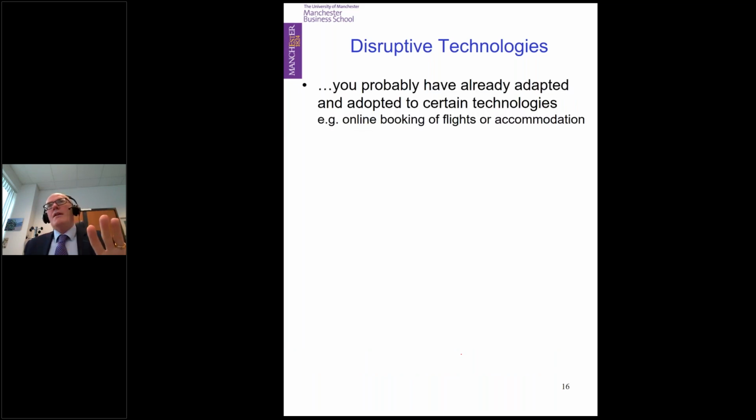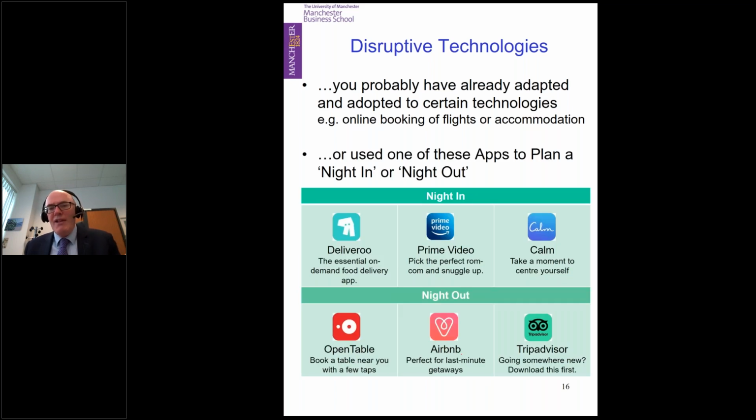Now, COVID-19, I'm not saying is the first time you adopted and adapted to these disruptive technologies. You probably, well before pre-COVID-19, booked flights online, you probably booked accommodation online. You might have used one of these platforms here to plan a night in or night out, like maybe a night in there, for example.